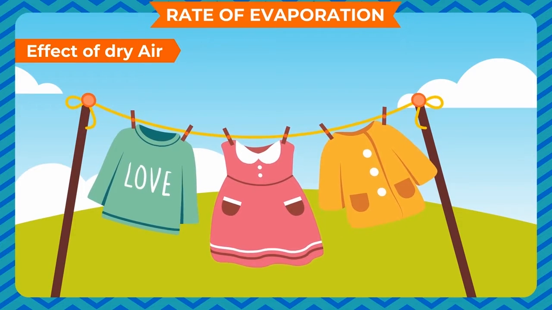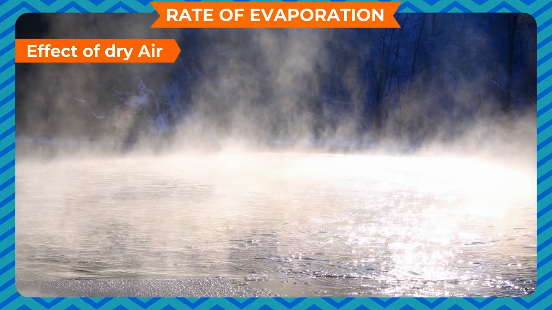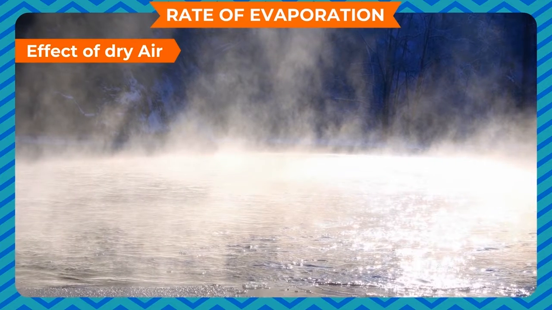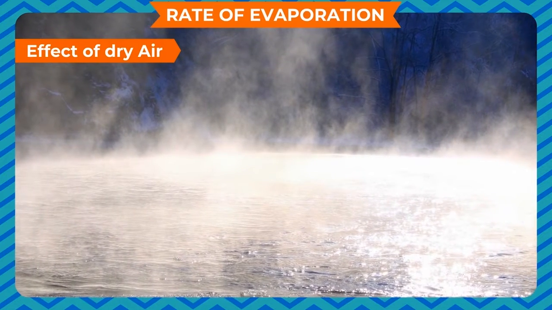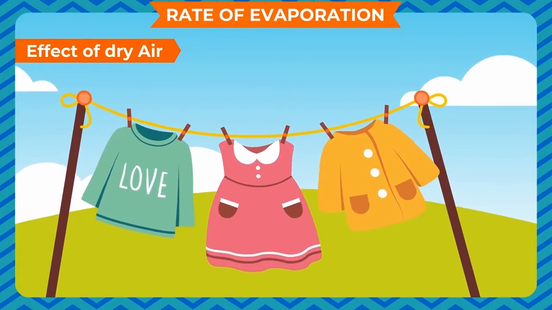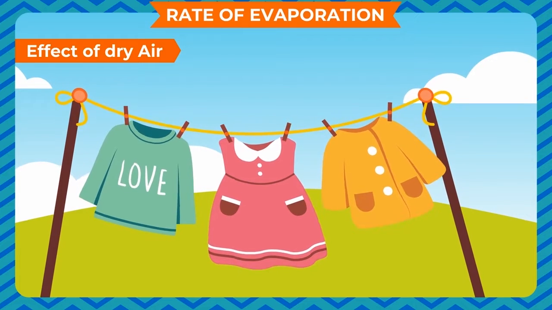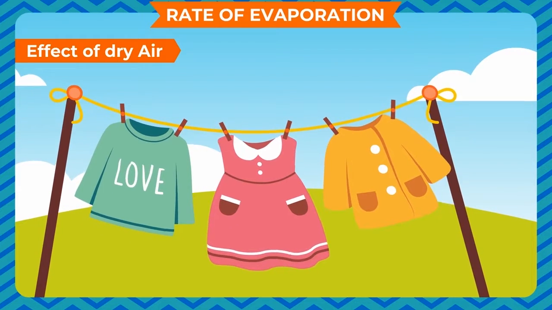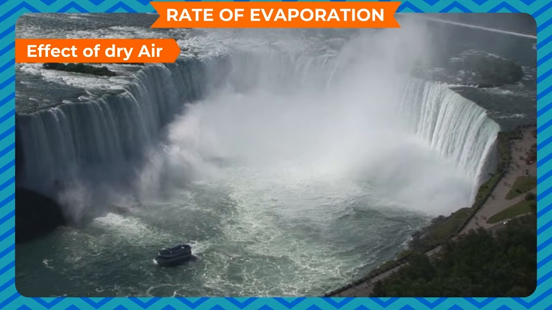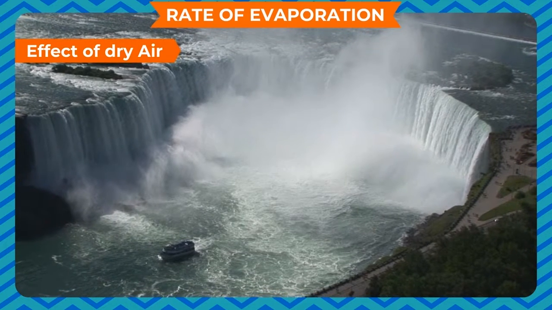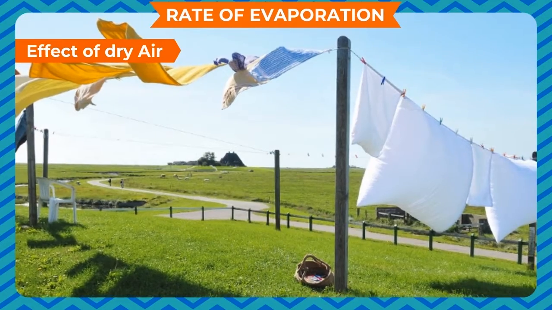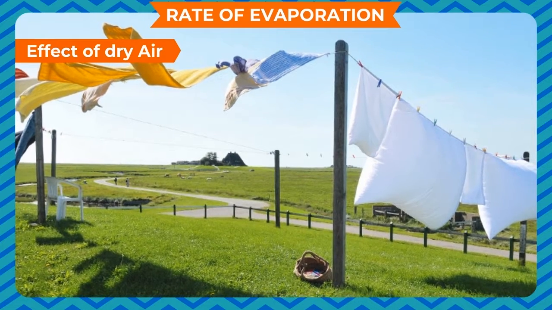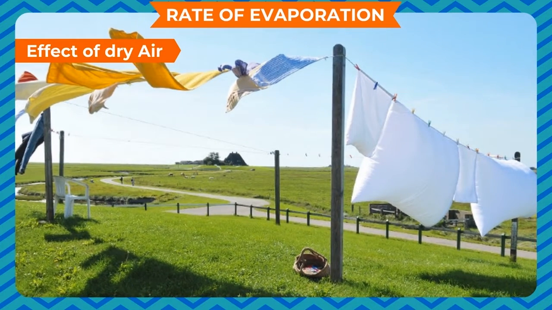Effect of dry air. Water evaporates faster in dry weather. You must have seen that clothes do not dry easily in the rainy season. It happens because the air contains a lot of water vapor. In dry summer season, clothes dry faster because the air is dry.